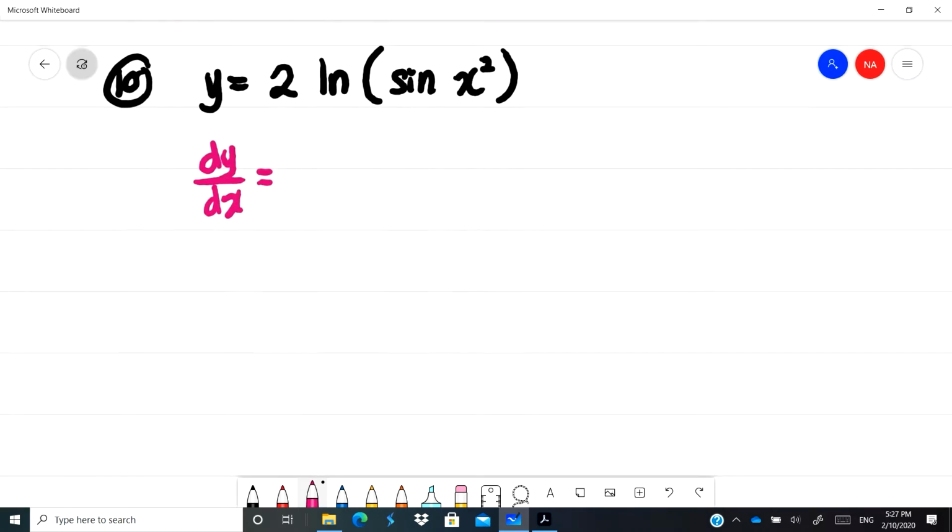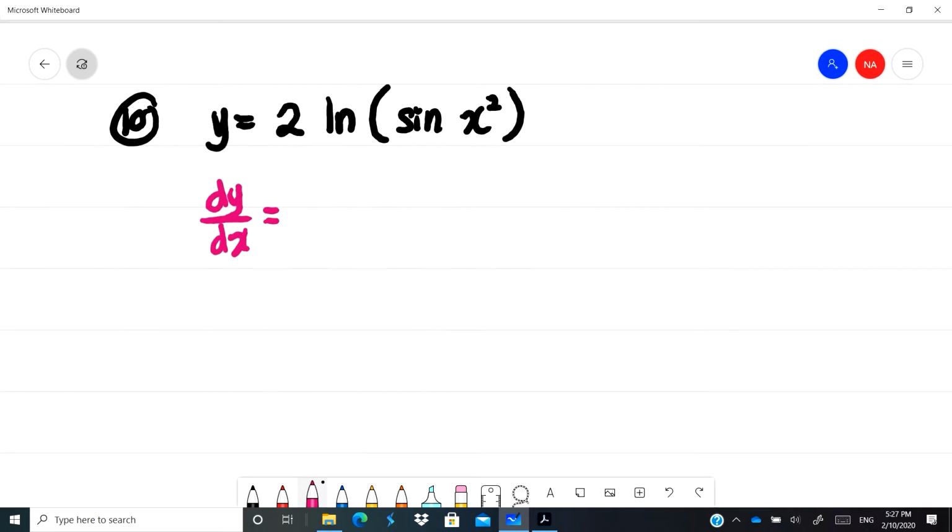Alright, so let's move to number 10. If you have 2 ln of sine x squared, it's quite a complicated function here, but it's okay, we can try it one by one. So you have 2 here, so you put 2 first, because 2 is not involved in that differentiation, because 2 is the constant, the coefficient there. Right, so 2 ln of sine x squared, so you put sine x squared at the denominator.